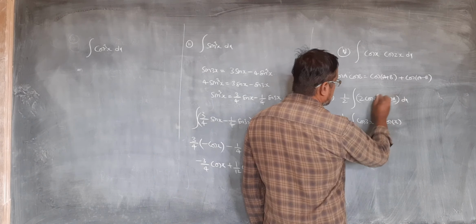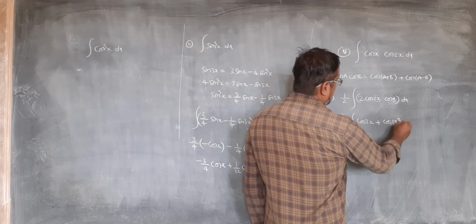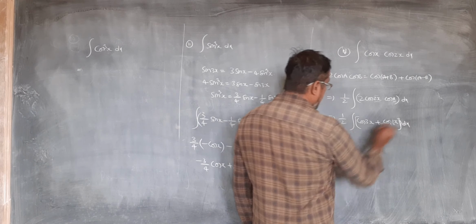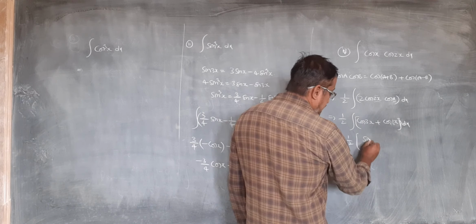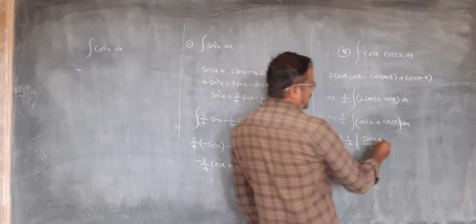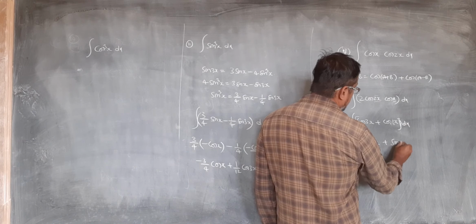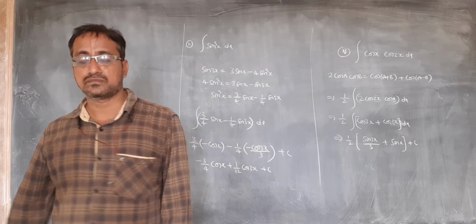What is the difference? 2x minus x, that is x. So dx. Now you can integrate this. 1 by 2 into integral cos 3x is sin 3x by 3, plus integral cos x is sin x, plus c. That is the result.